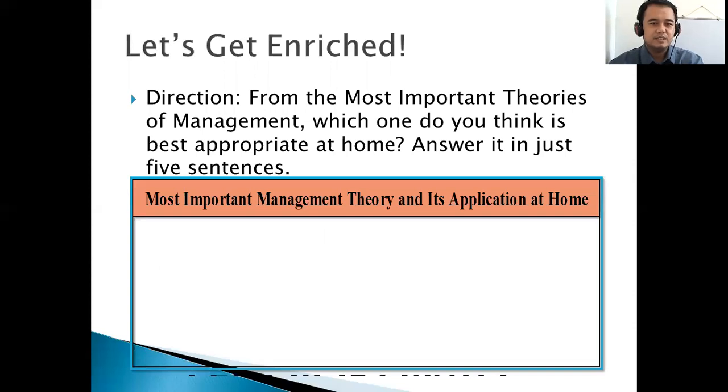And let's get enriched. So for this activity, from what we have discussed, the most important theories of management, which one do you think is best appropriate at home? Answer in just 5 sentences.